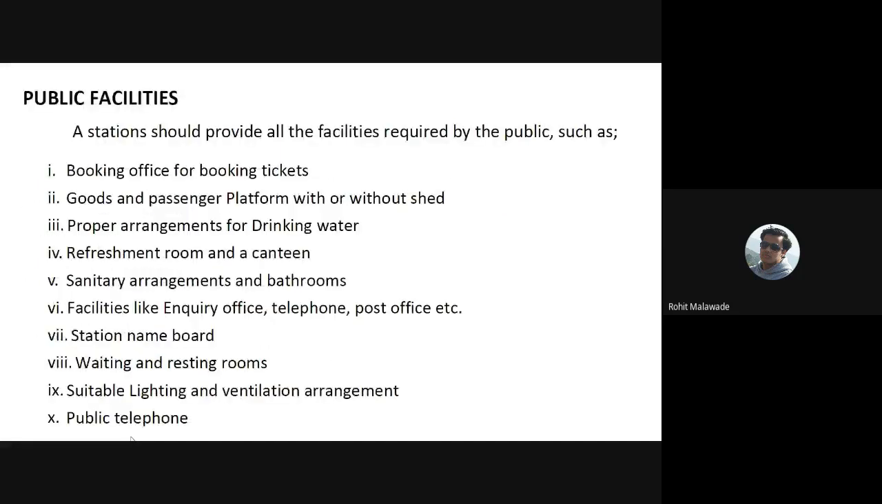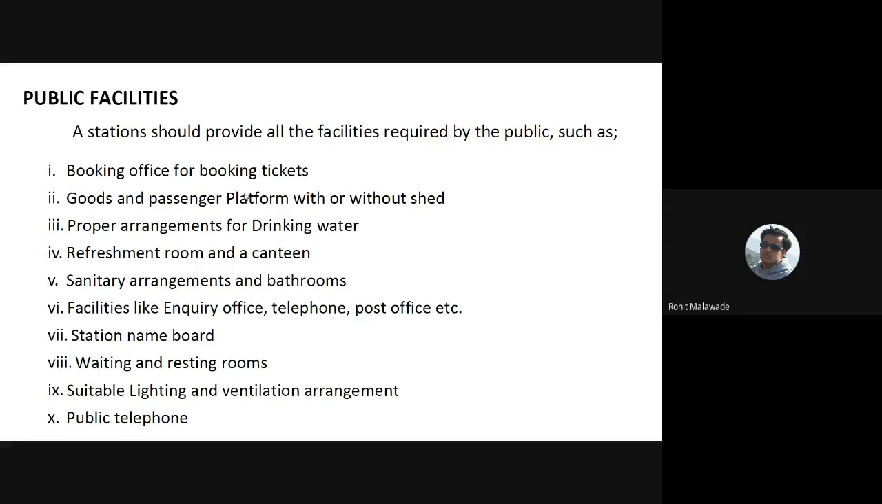Okay. Now we will see what facilities should be there for the public, right? In a railway station, what kind of facilities should be there for the public? Okay. Now public facilities will be having, right? The station should have the booking office, right? Booking office for your departure and the arrival, right? Booking of the tickets should be done there. Booking of the tickets, say if you want to move from one place to another, so a booking office should be there. Goods and passenger platform with or without shed. Okay. Now goods and passenger platform, right? Goods and passenger platform should be there, right?